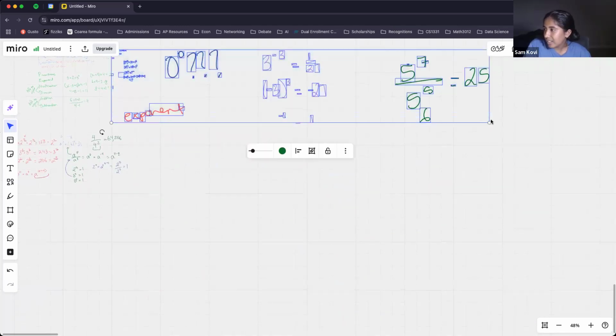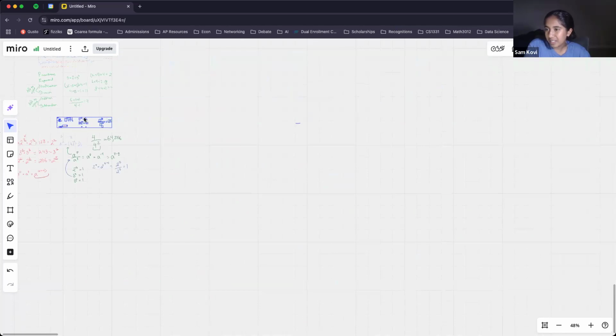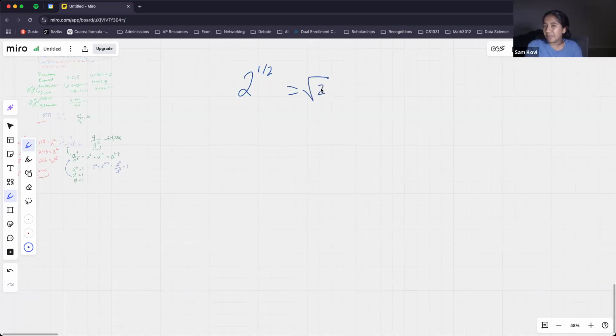Well, let's take a look. But first, let me make that all smaller. Okay, this one I'm just going to go ahead and define because it's kind of hard to see. Let's say I had 2 to the power of 1/2. Now, when I have a fractional exponent, that actually represents a root. So because I have a 1/2, I'm taking a square root. So this is equal to the square root of 2.